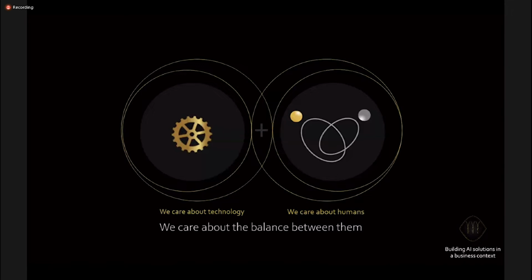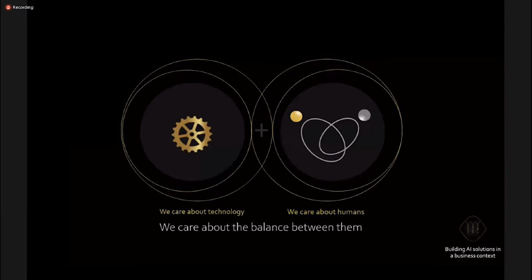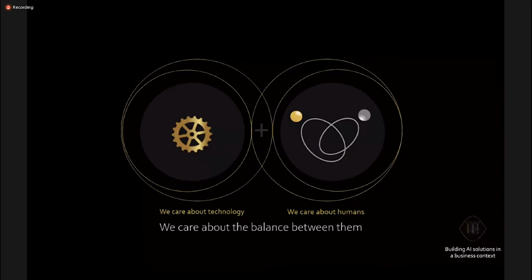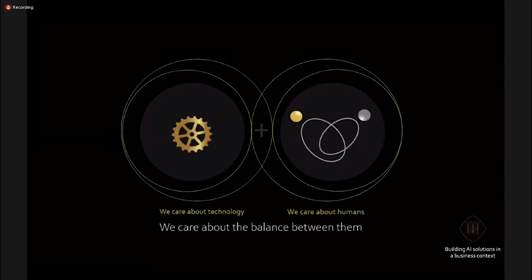So I have this slide that's our motto in Equinox, and that's that we care about technology, care about humans, and we care about the balance between them. Because for us, building AI is about constructing this relation between humans and machines, and that perfect relation needs to be constructed through design, through data science, and through software engineering.